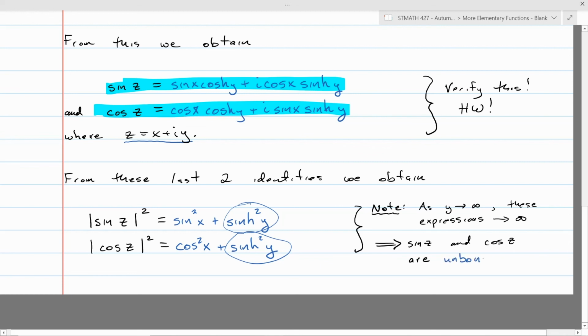We can't say things like, for real valued sine and cosine, they're bounded between -1 and +1, right? But that's not true for complex numbers. So that's a difference.